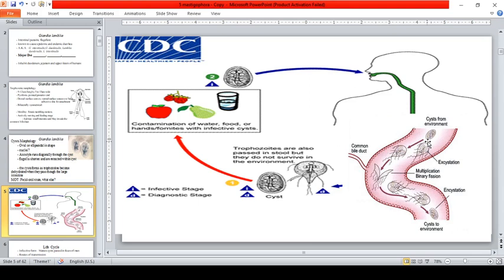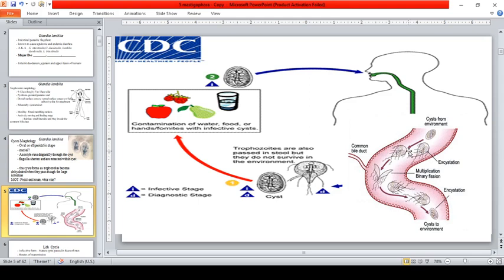It remains in the lumen of the proximal small bowel where they can be free or attached to the mucosa by the ventral sucking disc. So they can attach to the mucosa of the small intestine with the use of this one, yung parang glasses nila, the ventral sucking disc.